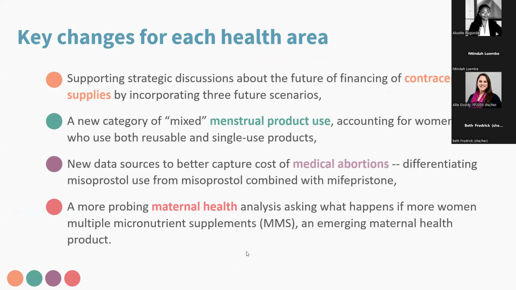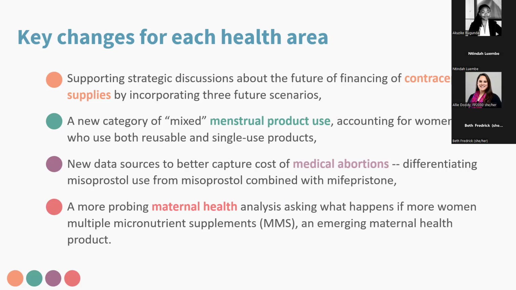So just a quick summary of key changes, and then we'll take a look at the report itself. So this year, for the first time, we introduced future scenarios into contraception. So we'll spend some time looking at those today to really try to align contraception with the other health areas that had these future scenarios in the 2021 report, and to really support some strategic discussions that are happening right now in our community about the future of financing of FP commodities.